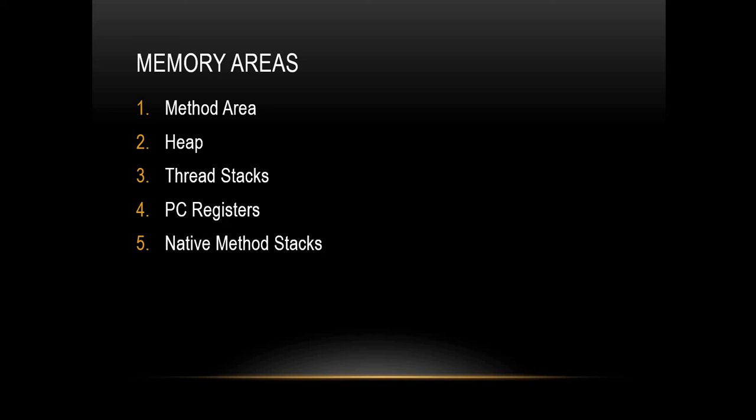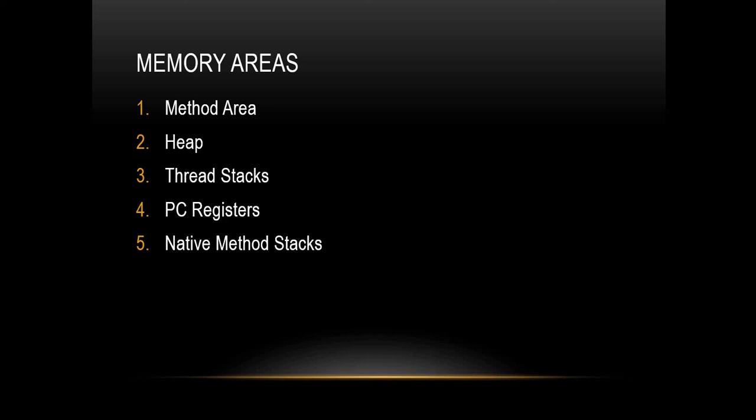So what do they store? They store the address of the current JVM instruction which is being executed. Okay, then comes the native method stacks, which are also called the C stacks. This is again per thread, and they store the method calls to native methods.